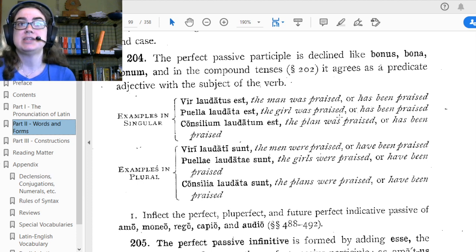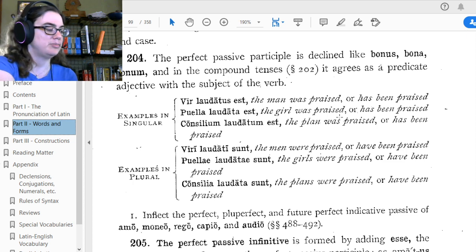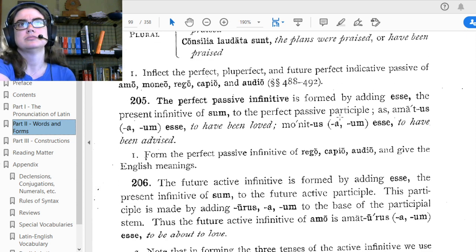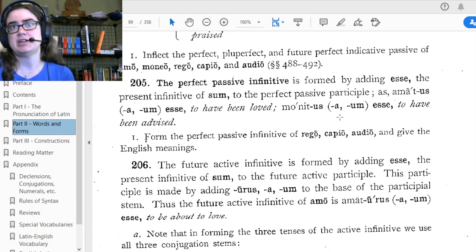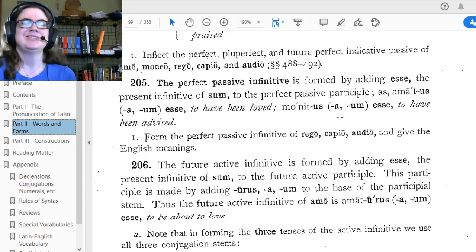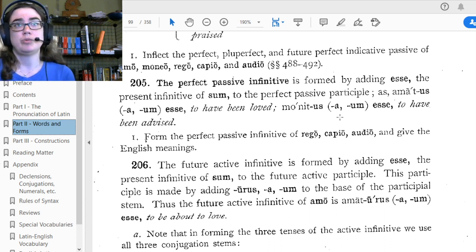And then consilia laudata sunt, the plans were praised, have been praised. The perfect passive infinitive, not tricky, fourth principal part with esse, to have been blanked. Again, not super common in English when we think about it, but it will prove very useful in Latin, very common.